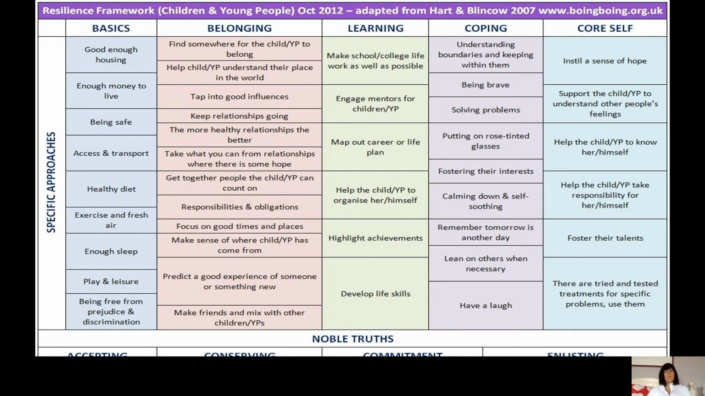And lastly, and this is really important, there are tried and tested treatments for specific issues, so we need to use them. And this is where, if you're noticing that a particular issue, like I was saying before, is really entrenched and might need a more specific intervention from an external service like CAMHS, the Child and Adolescent Mental Health Service, then obviously it's important to refer on or liaise with those services too.